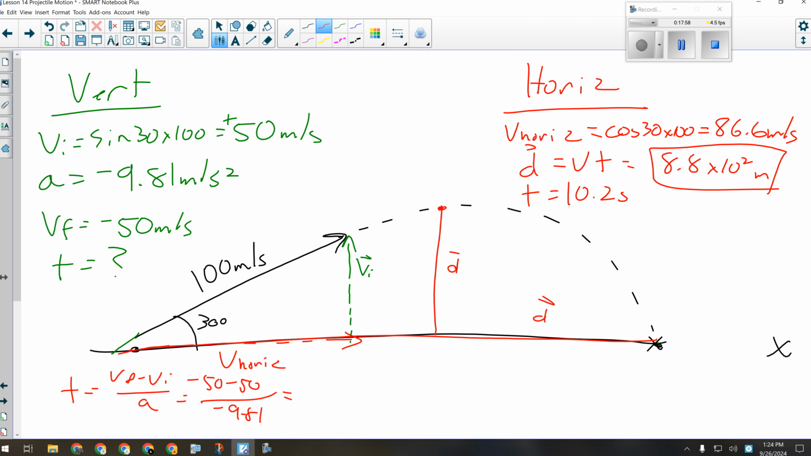So height is vertical displacement. VI is still the same number. We're still dealing with the launch here. What's VF when the object is at its maximum height?